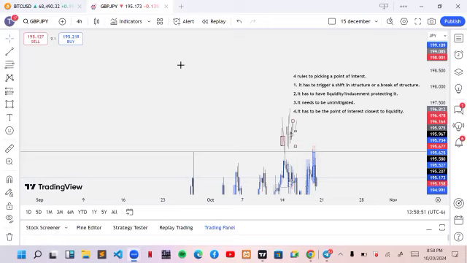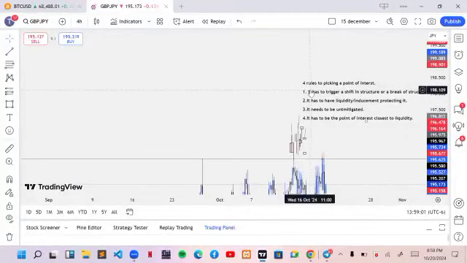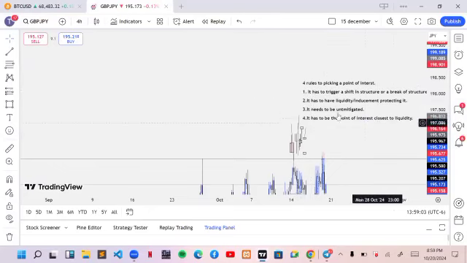Does your breaker block need to have a breaker structure? Yes. Now, I'm not paying attention to these rules I wrote down. I said it has to trigger a shift in market structure or a breaker structure. That's actually the first rule here: the point of interest has to trigger a breaker structure or a market structure shift. I don't look at fair value gaps. I don't include that in my strategy.